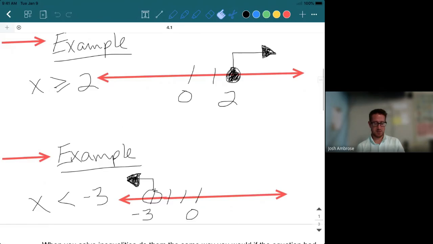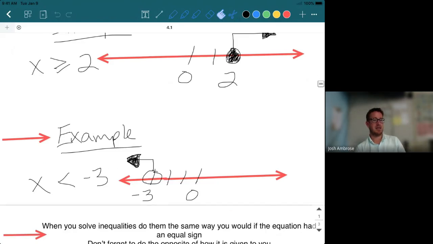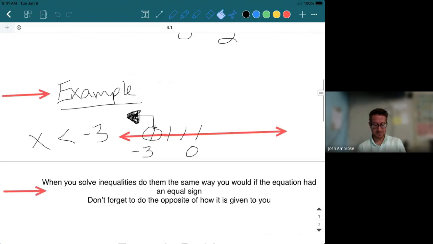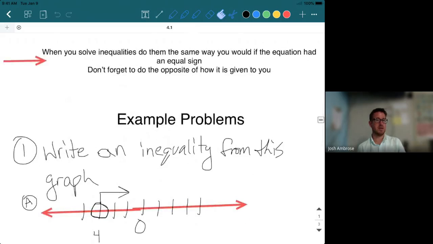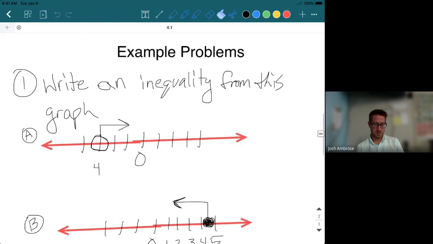We have another example right here. If I say x is less than -3, again, there are my arrows for the number line. I show 0. I go left 3 times. That's -3. Leave the circle open, and then move the arrow to the left. I show clearly the arrow moving to the left. When you're solving, you're going to solve it the exact same way as we did with equal signs, except now we have inequalities. So let's do our first example problem.